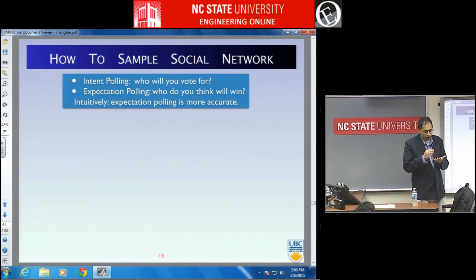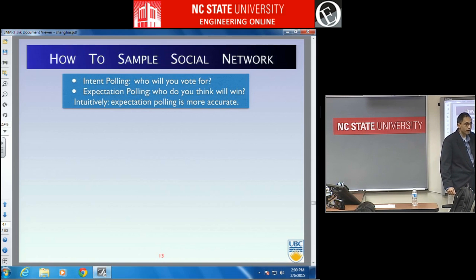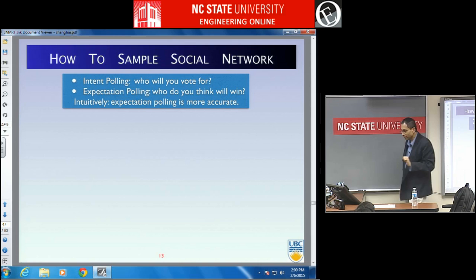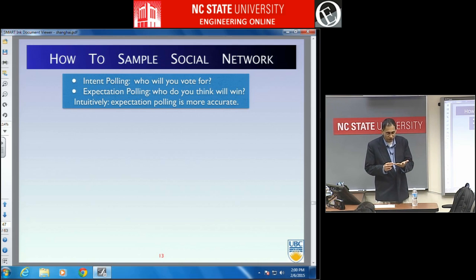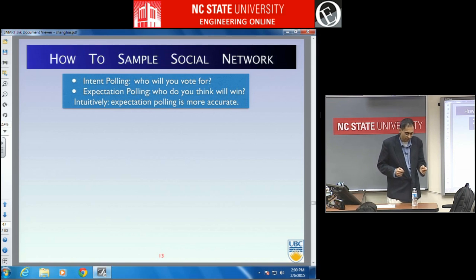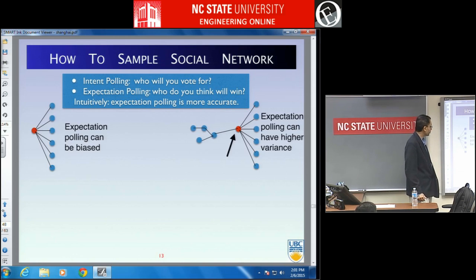People believe that a much more accurate way of sampling a social network is to do expectation polling. I don't ask you who are you going to vote for. I ask you who do you think is going to win. Because when I ask you who do you think is going to win, chances are you're not going to just take your estimate into account, but you're going to average the estimates of your friends. And with probability being that if you take more people, you get a more accurate sample. Okay? Not always true. It depends on the structure of the social network.